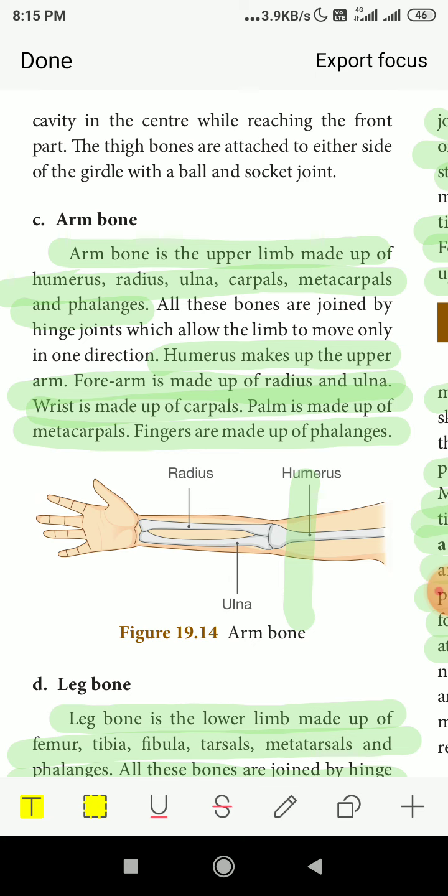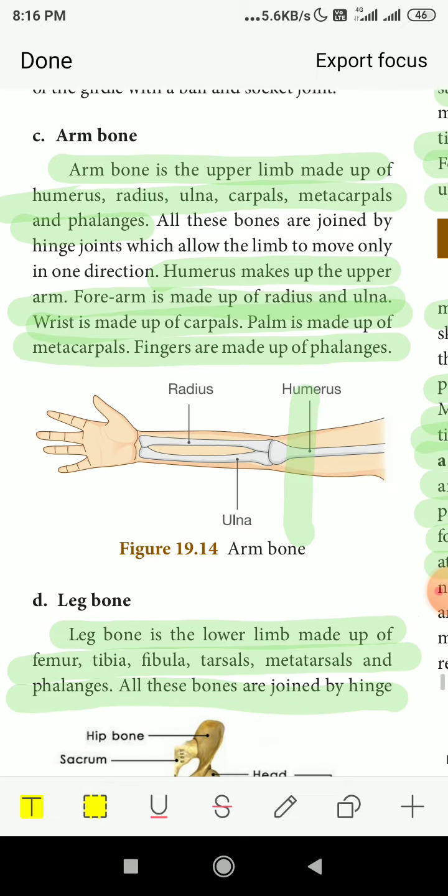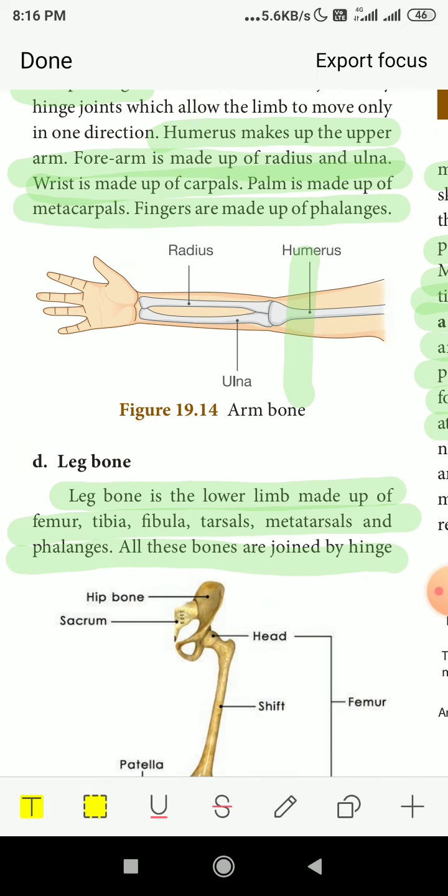So these are the things. The palm is made up of metacarpals, meaning the bones inside the palm are called metacarpals. The wrist is made up of carpals. Then comes the palm, that is metacarpals, and each digit of the fingers is made up of phalanges. The same thing applies to the leg bones also. It also has 5 digits, isn't it?